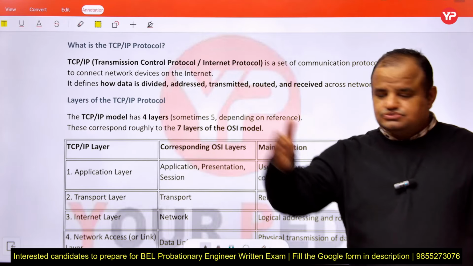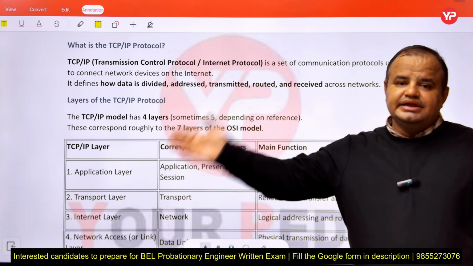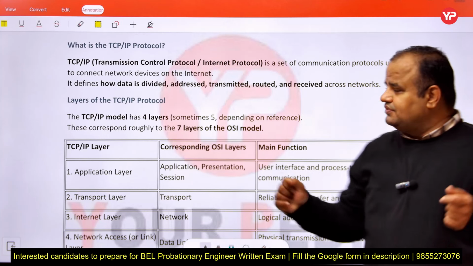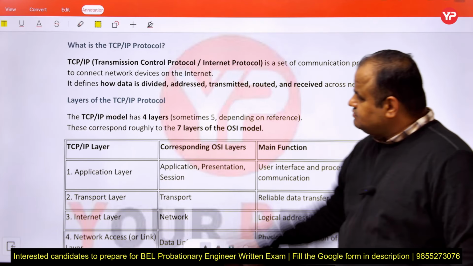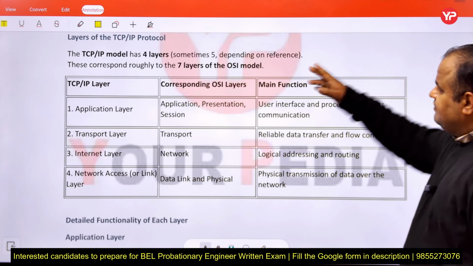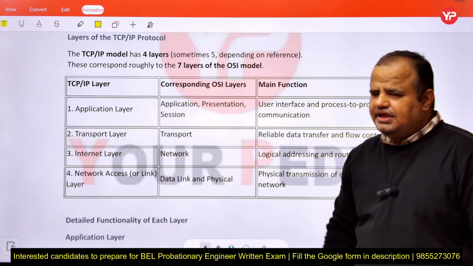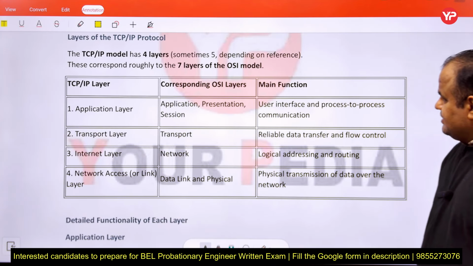Whenever we want to send some data from a source to a destination, it is divided into some parts, which route it has to follow and be received across the network. So here I am talking about the TCP/IP model, which has 4 layers, sometimes 5 layers. I already discussed this. So, the application layer.